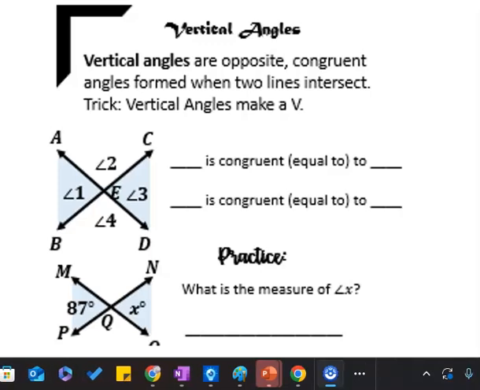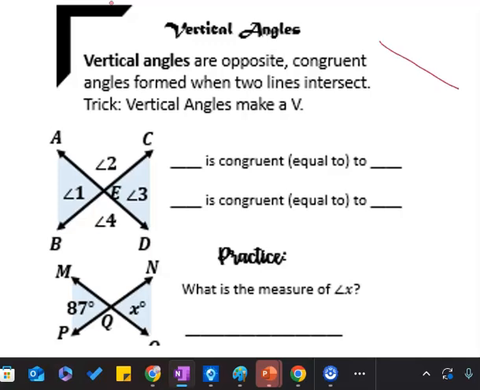Okay, today we are talking about vertical angles. Vertical angles are part of a much bigger unit, which is vertical angles, complementary angles, and supplementary angles. But today our focus is on vertical angles. Vertical angles are two angles that are formed when two lines intersect, or actually we get four angles.